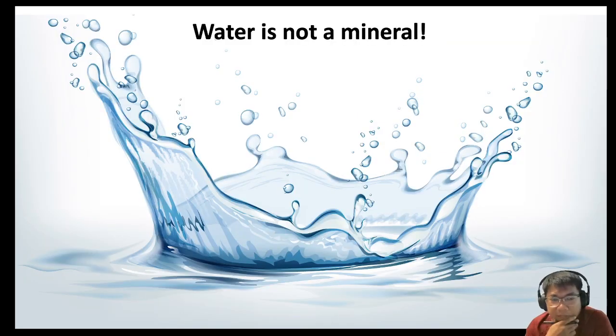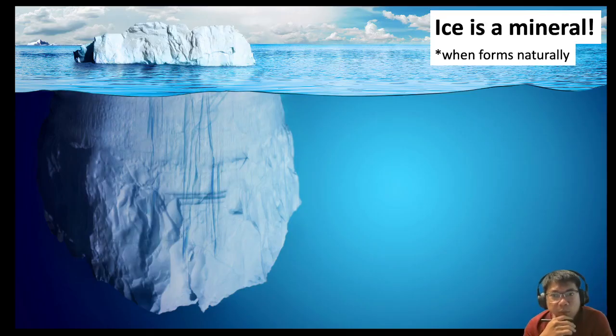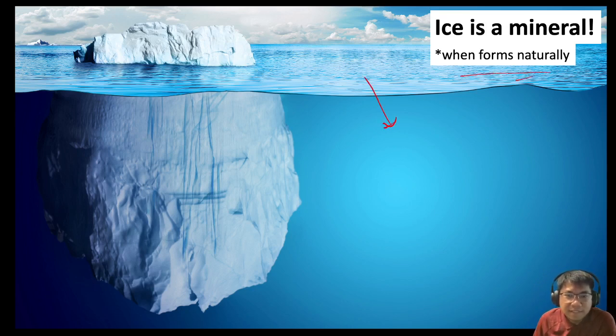How about this one right here? This is water, the liquid phase of H2O. Because water is not solid, it is not a mineral. But what about ice? Ice can be a mineral when it forms naturally. For example, here is the ocean. Of course, the ocean itself is not a mineral because it is liquid.